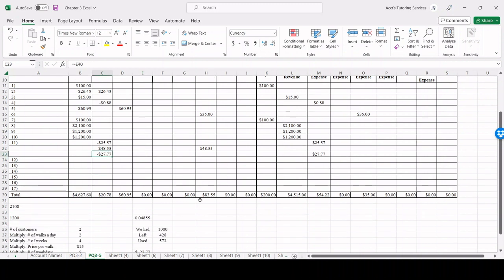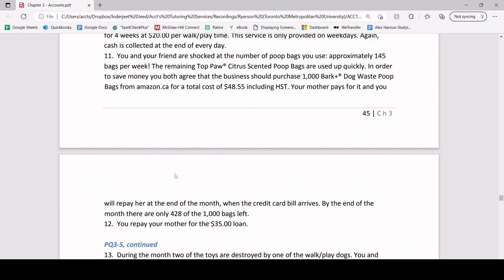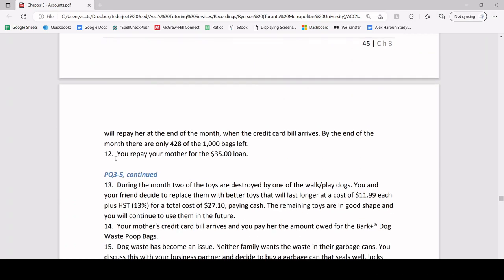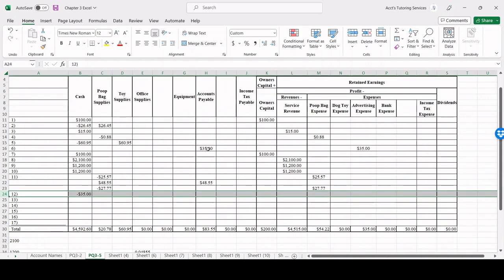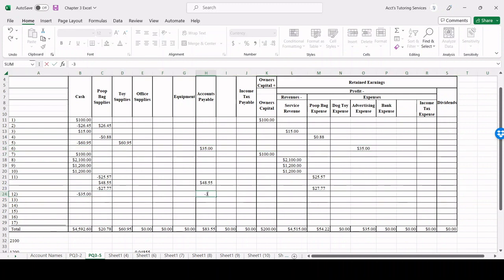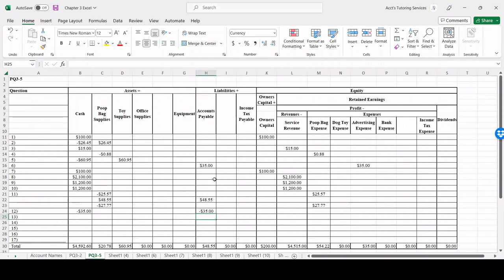of 27.77. All right, now we repay your mother for the $35 loan. When we repay someone back, we're also going to pay them back in cash. So our cash is going to go down by $35. And now, since this obligation that we had set up over here in transaction number 6, we fulfilled the obligation. That obligation or the liability is going to decrease now because we're eliminating that obligation.